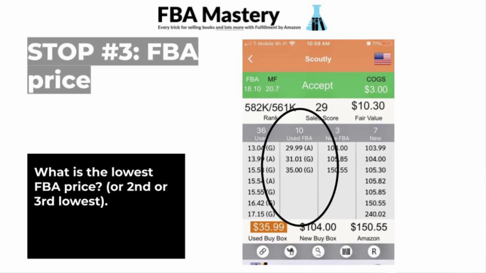Then my eyes are going to drift over to the FBA column. I want to know what is the lowest FBA price, or perhaps second or third lowest, depending on how high demand this item is. And you guys, I'm not kidding, that is it. And you can size that up in under 1 second.